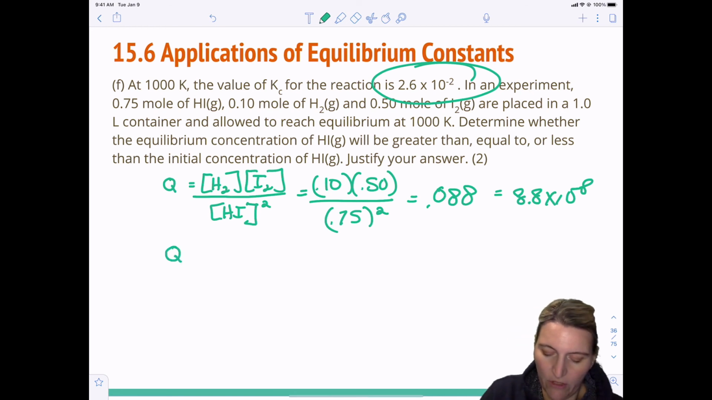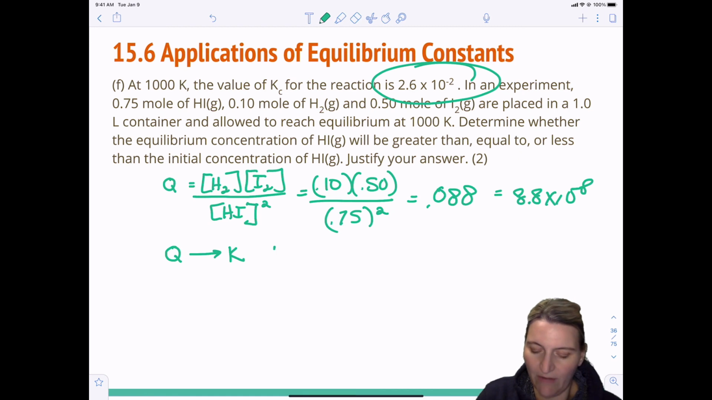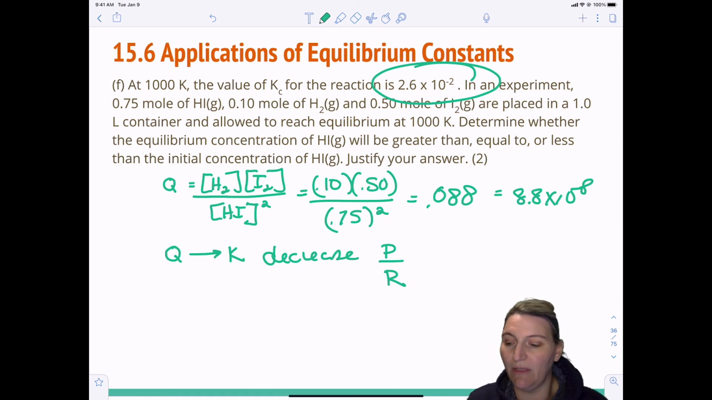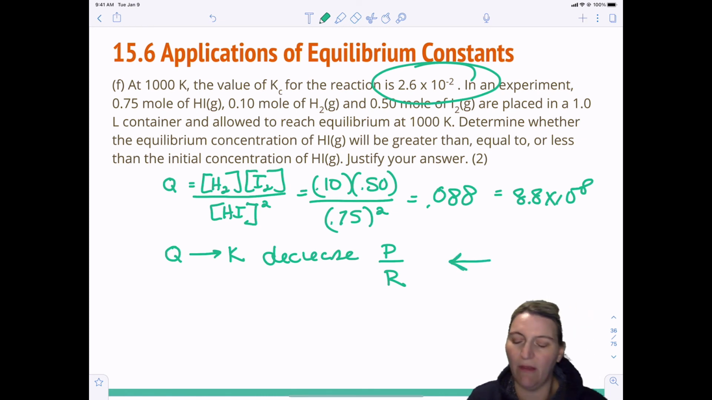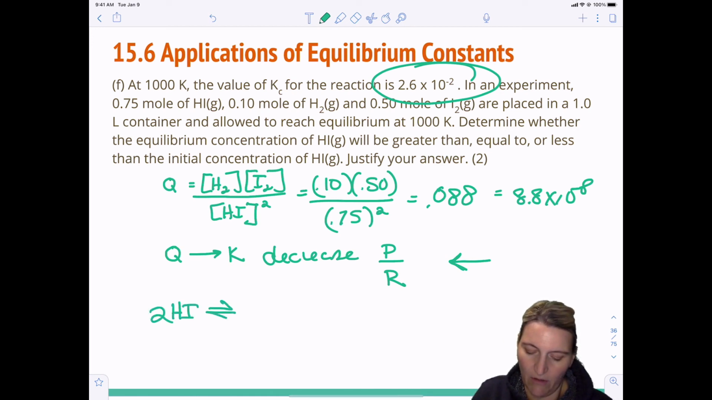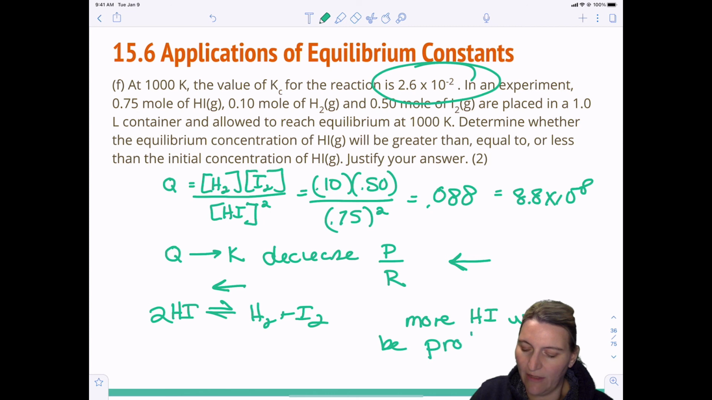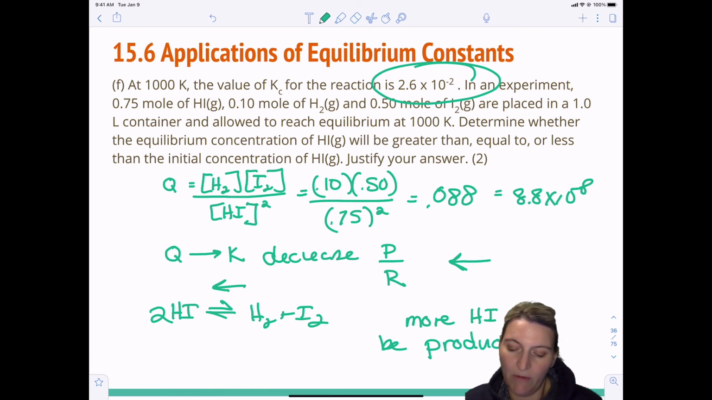So in order for Q to become K, it's going to have to decrease. And since it's products over reactants, that means the amount of product is going to have to come down. The amount of reactant is going to go up. So the equilibrium is going to shift to the left. Remember that the balanced chemical equation is this chemical equation. So if it shifts to the left, that means more HI will be produced. And that's what the question is asking us. Will the equilibrium concentration be greater than or less than the initial concentration? And it will be greater than.